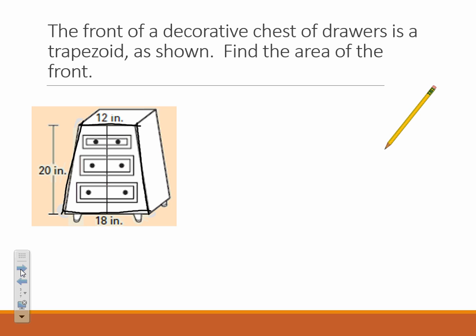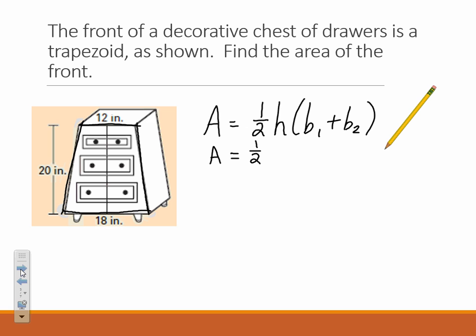To do that, we're going to use the area formula for a trapezoid. So it's area equals 1/2 the height, base 1 plus base 2. According to the picture, we're going to do 1/2 times the height. How tall is this trapezoid? If you look at the picture, 20 is a straight up and down height, so we're going to use 20 as the height. And then B1 plus B2. I'm going to go ahead and plug in my bases. One is 12 and one is 18.